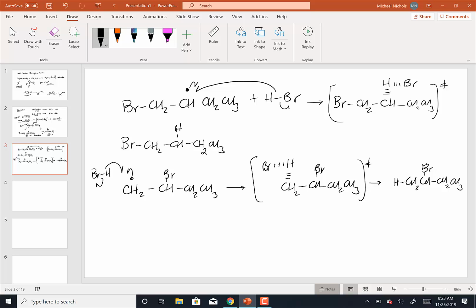So will we get both? Yes, we will get both. This will be the minor product, though. It'll be a lower percentage. This will be the major product, which will have a higher percentage. But it won't be exclusive. We will get both products because it's only secondary versus primary. And primary radicals are stable. They're not as stable as secondary and tertiary, but they can form, I guess, is what I should say.